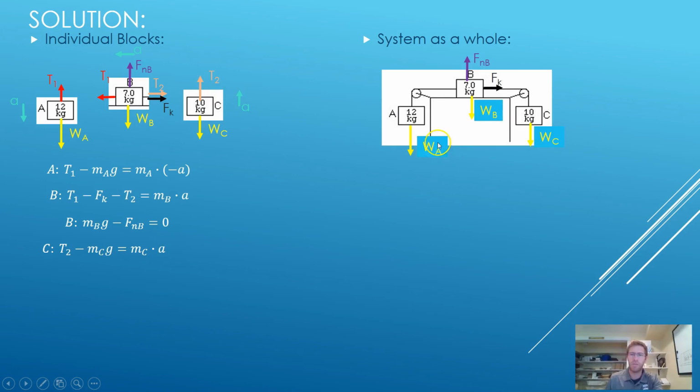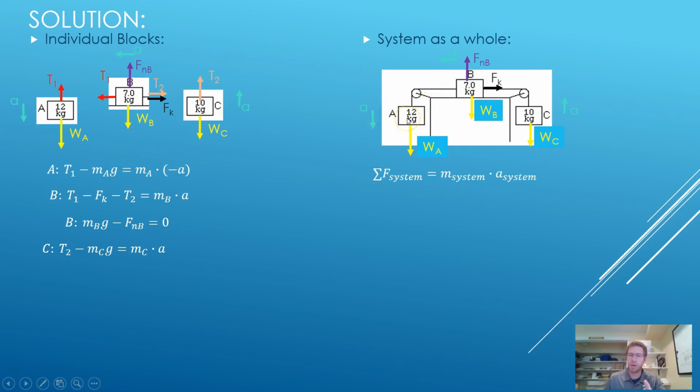So the only external forces are weight of block A, weight of block B, weight of block C, friction on block B, and the normal force. That's it. And now what you can do then, after defining the direction of acceleration the same way that we already did, is sum the forces for the system as a whole in the direction that it's accelerating. So this is where it gets confusing. If you're careful though, it's not too tricky.